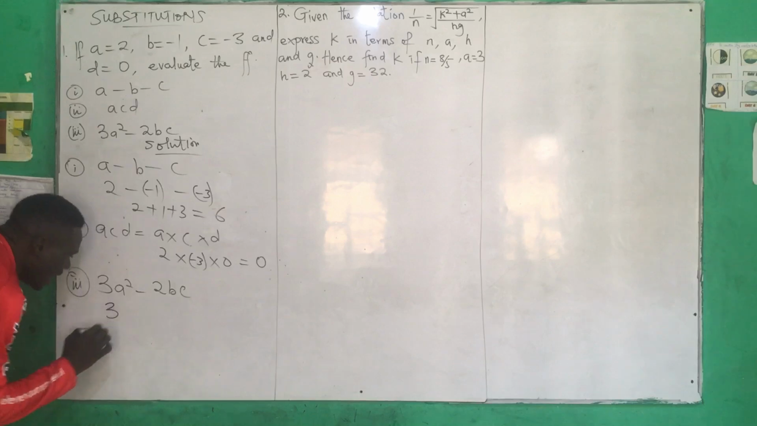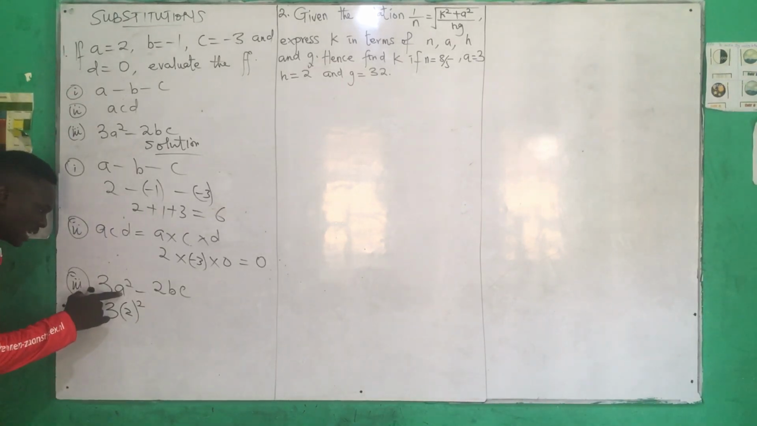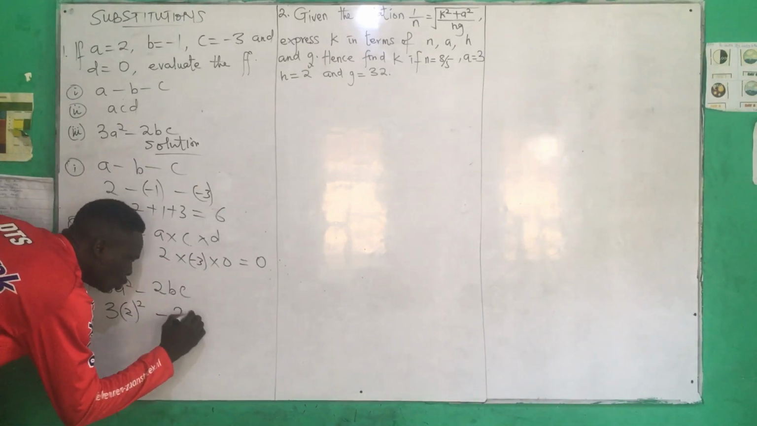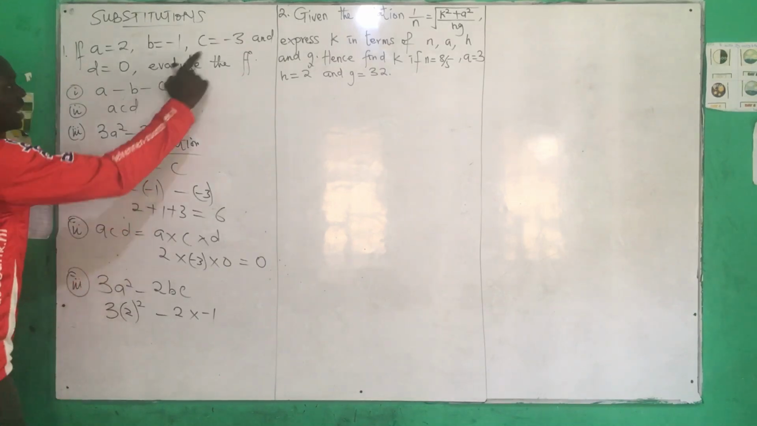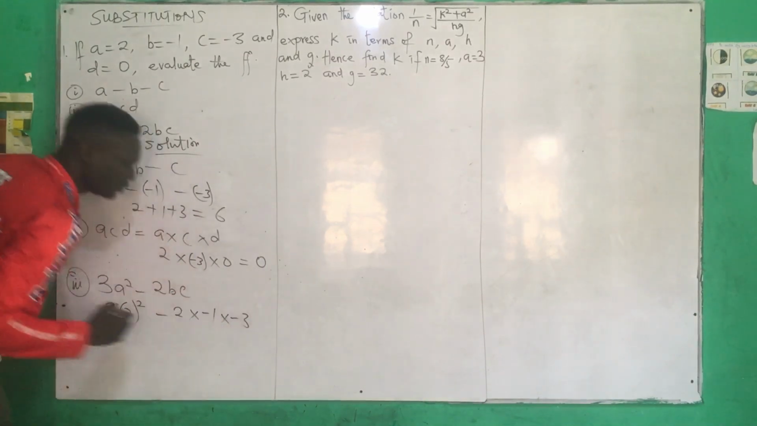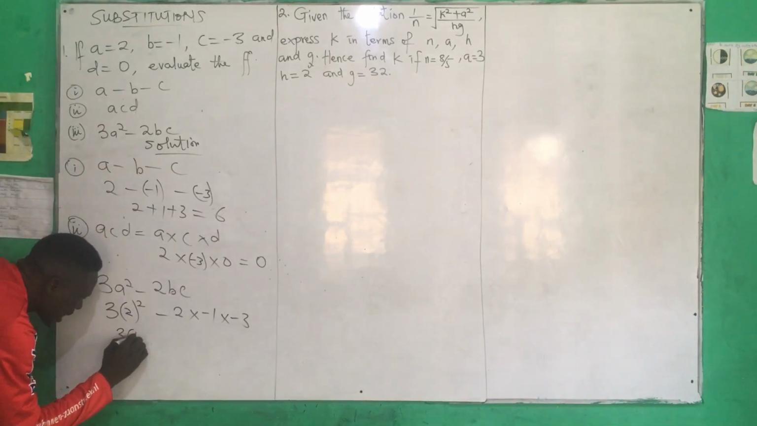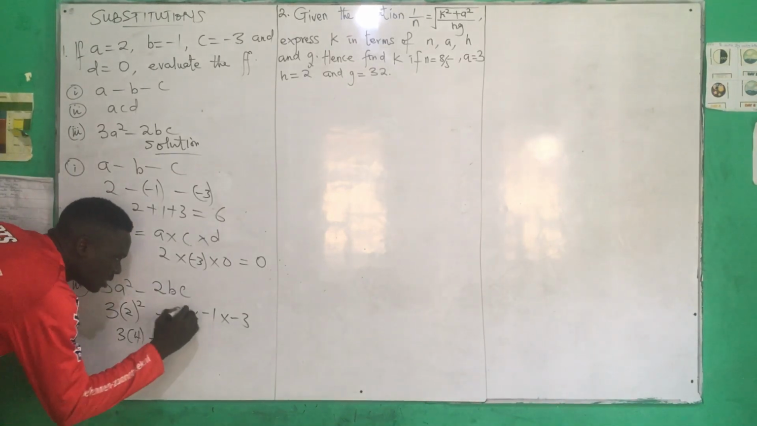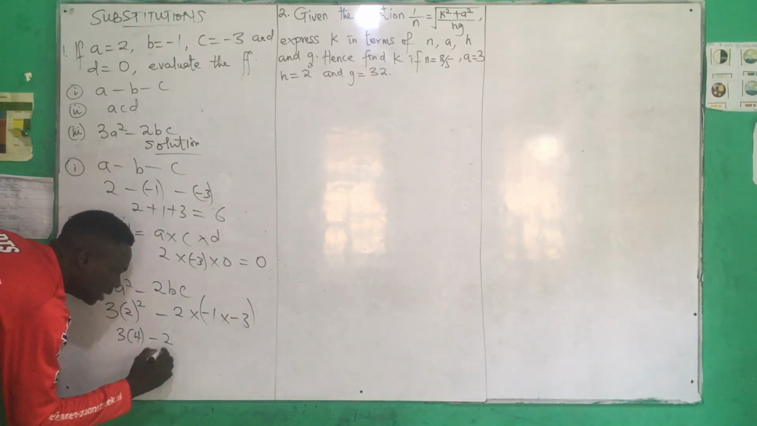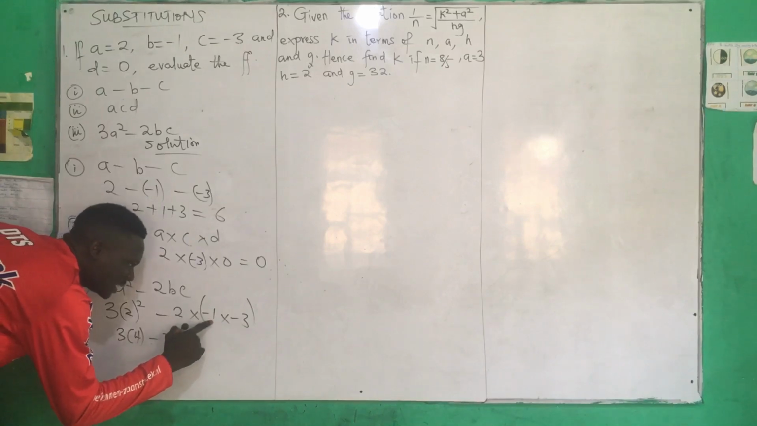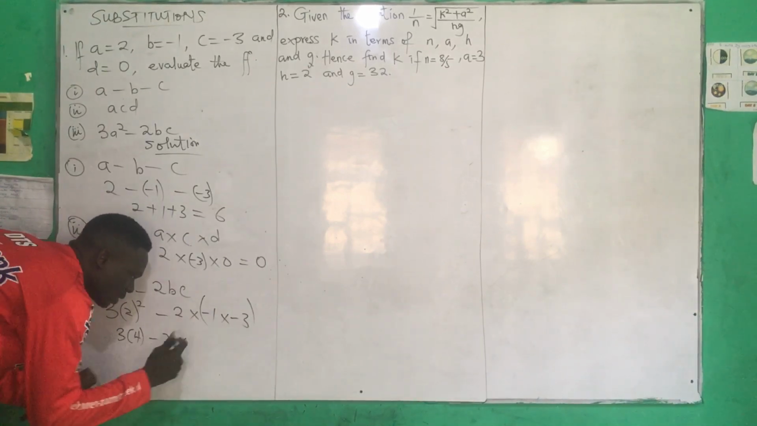So we have 3A, and the A is 2. So we have 2 squared because it is A squared. Minus 2 times B. The B is negative 1. Then you have C, which is negative 3. Now 2 squared will give you 4. So we have 3 brackets of 4 minus, let us solve for this. And we are going to have minus 2 times negative 1 times negative 3 will give you positive 3. So we just have 3.